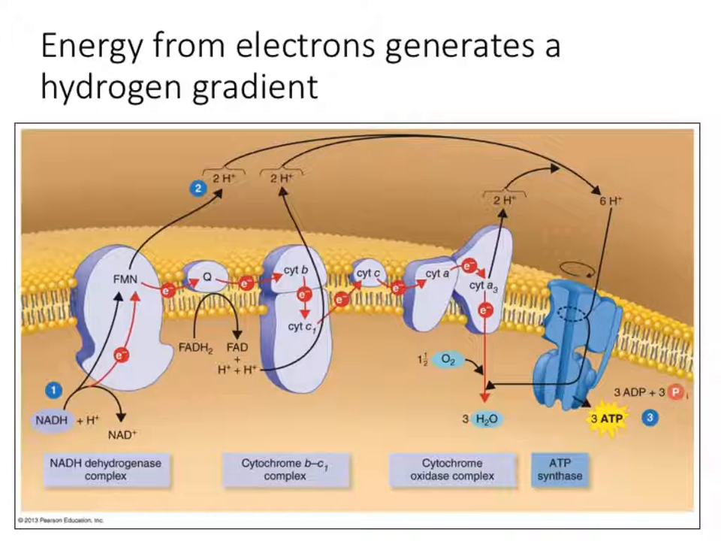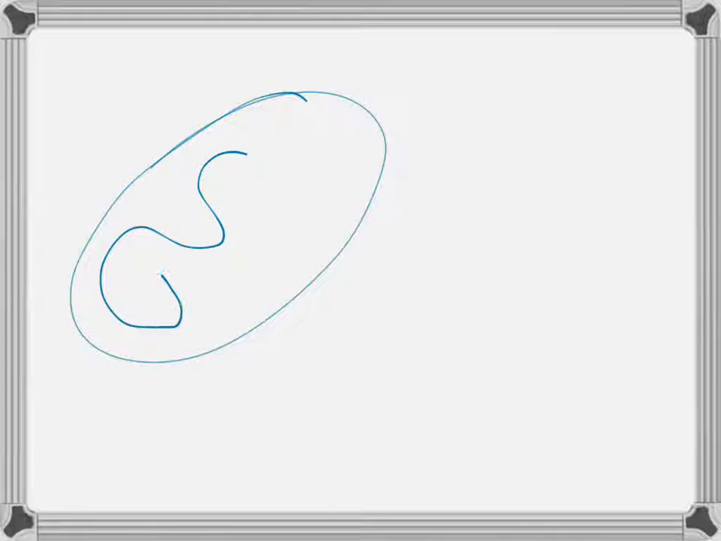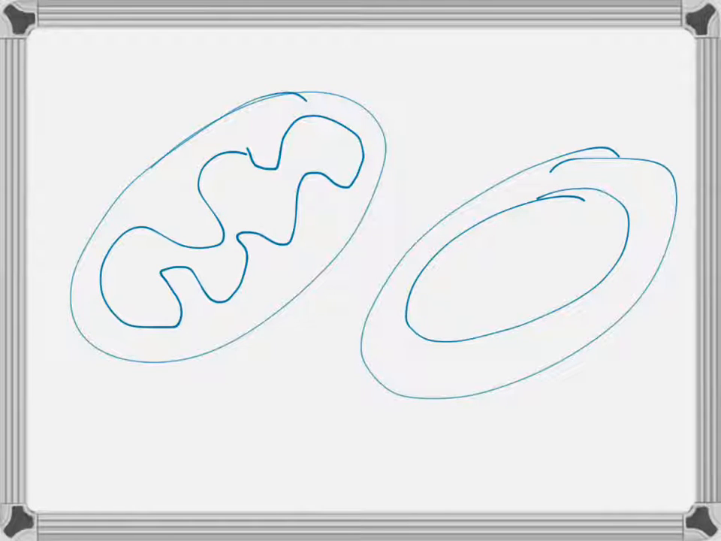Okay. Redraw these real quick. Okay, so we said that the electron transport chain is here. Where do hydrogen ions accumulate in the mitochondria? So as the electrons are moving through the electron transport chain, where do those hydrogen ions get pumped?